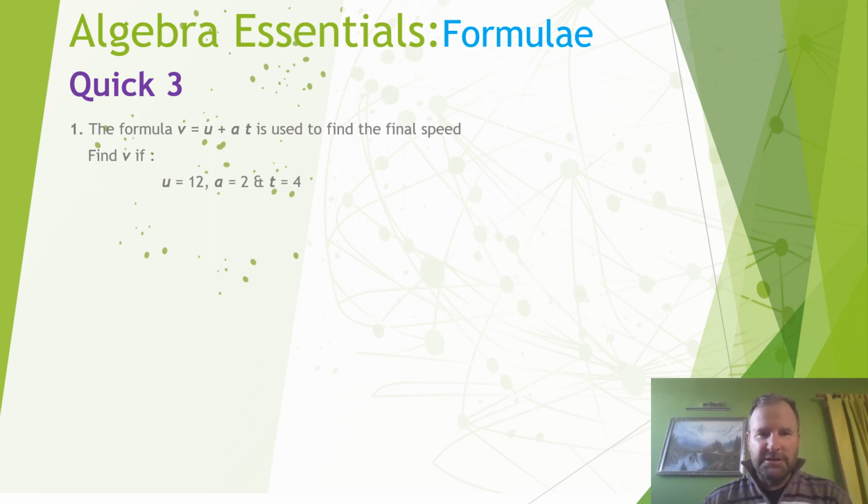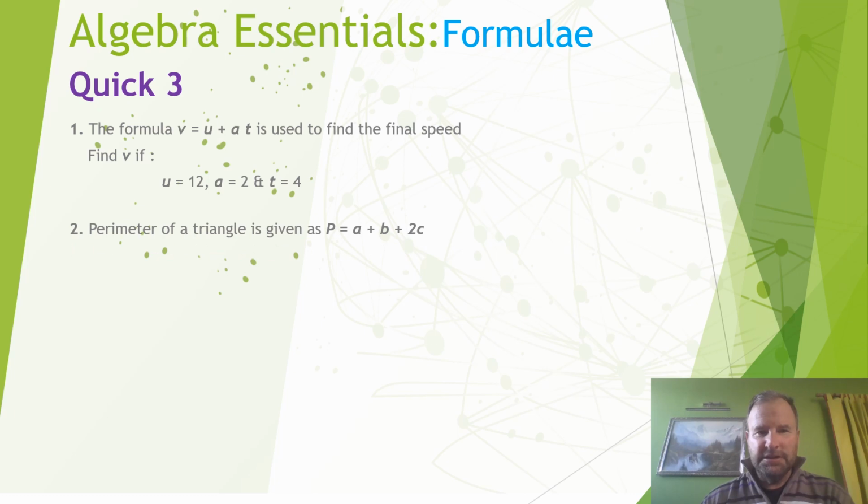So there's the question. The formula V equals U plus AT is used to find the final speed. Find V, given U equals 12 meters per second, acceleration equals 2 meters per second squared, and time equals 4. Pause the video and then have a go. Give yourself 1 or 2 minutes.